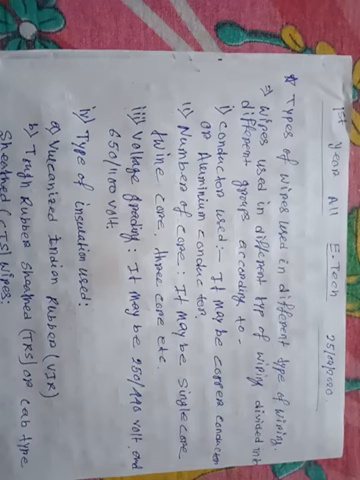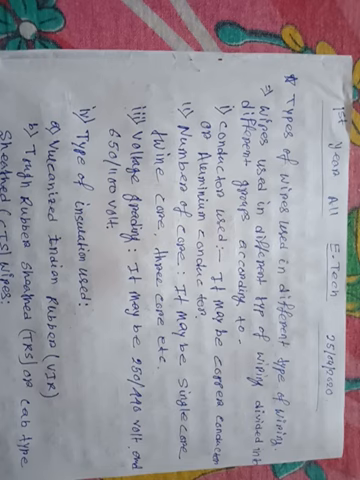Today I will discuss the different types of wire used in different types of wiring. The wires used in different types of wiring are divided into different groups according to the conductor used. The first is the conductor material, which is copper conductor or aluminum conductor.